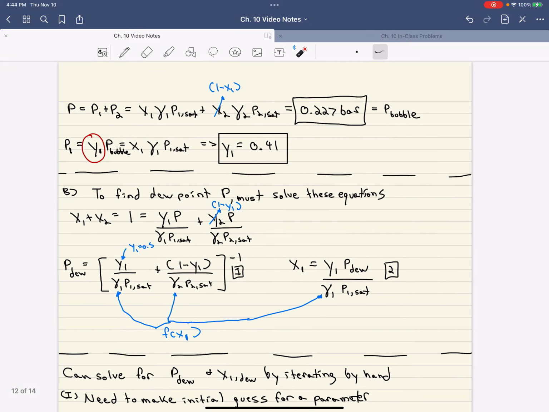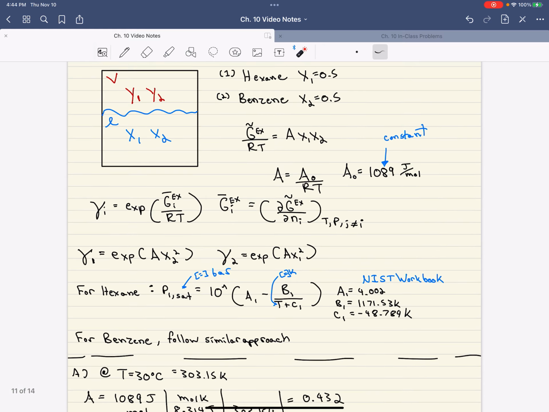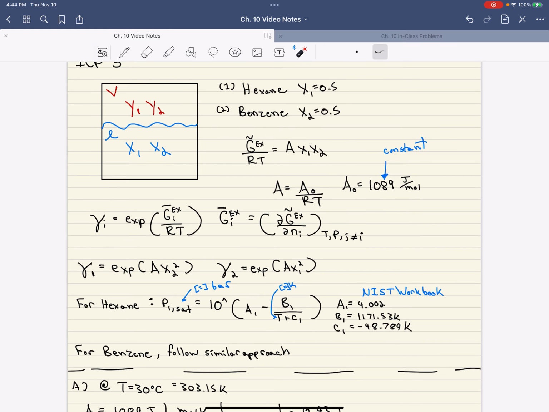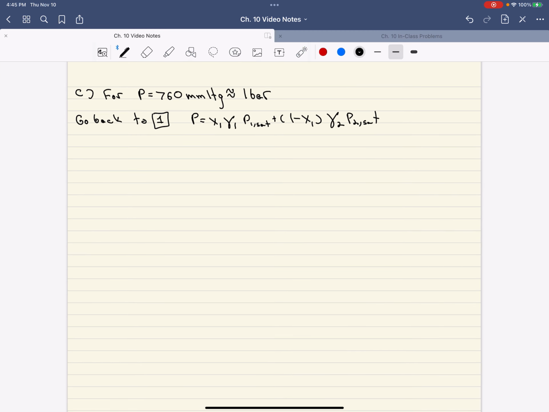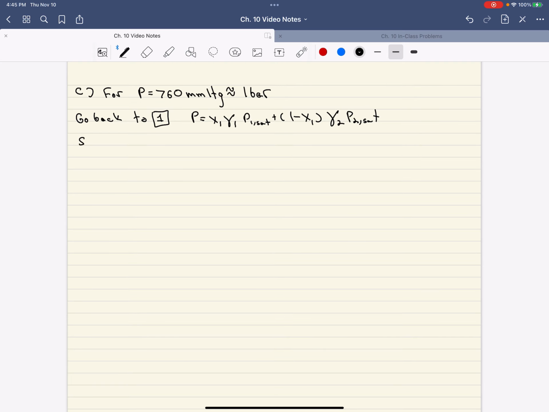Because if we go back here, we know our activity coefficients have this A value in there, and A is going to be equal to A naught over RT. So both the gammas and the vapor pressures are functions of temperature. So since gamma i and Pi sat are functions of T, what we have is a very nonlinear equation that we need to solve. Okay? And so to solve it, once again, we have to turn to iteration.